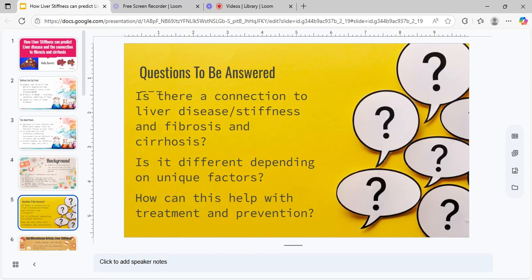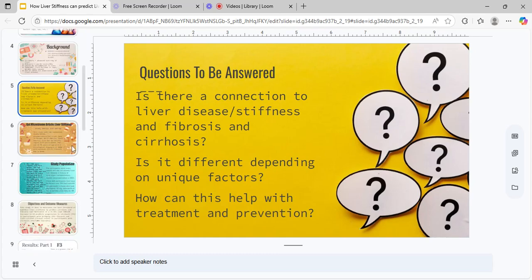Also, huge as well is how can this help with treatment and prevention? All relating to the other questions is how can we see that correlation, and how can we make it so we get treated faster, we get treated correctly, and that there is less likelihood of getting liver disease if you catch fibrosis and cirrhosis.